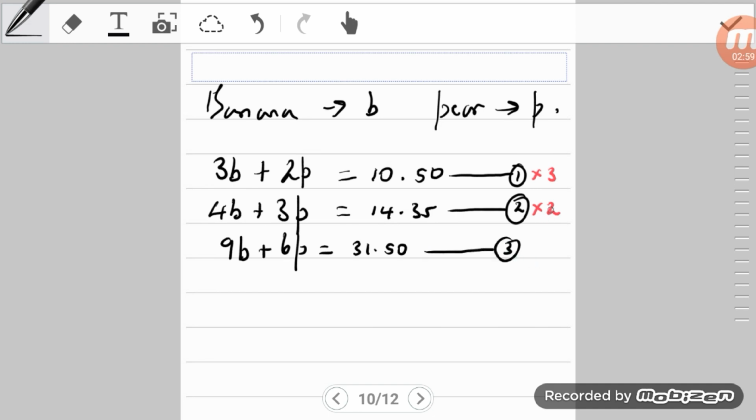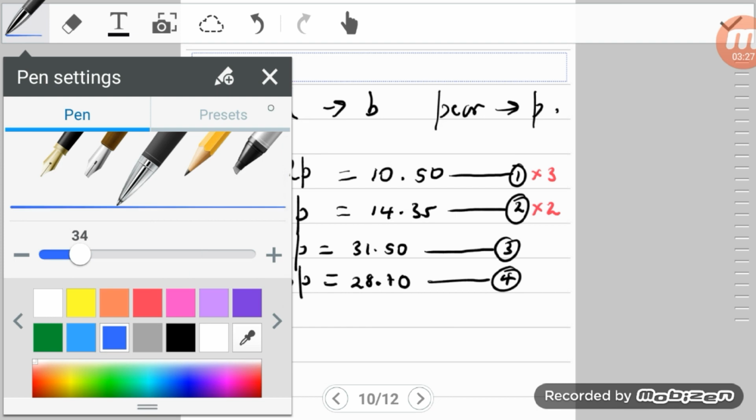All right, proceeding, 2 multiplied by 4b, that's going to be 8b. 2 multiplied by 3p, that's going to be again 6p, which is exactly what we wanted. And 2 multiplied by 1435, that's going to give us 2870. All right, 2 multiplied by 14 is 28. 2 multiplied by 0.35 is 0.70. That's equation 4.